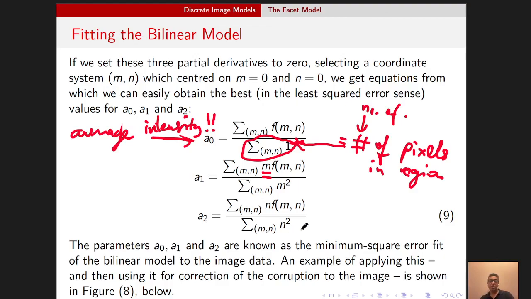And then the A2 value looks just like this, except, oh, by the way, I forgot to say that in the denominator, you have the sum of the squared values of M with no F term. And sorry, finally to A2, you have A2 is the sum of NFMN, so it's very similar to this, except instead of multiplying your intensities by the M value, you multiply them by the column coordinate. Okay, so it's very simple.